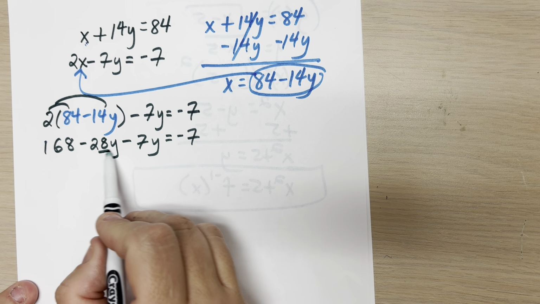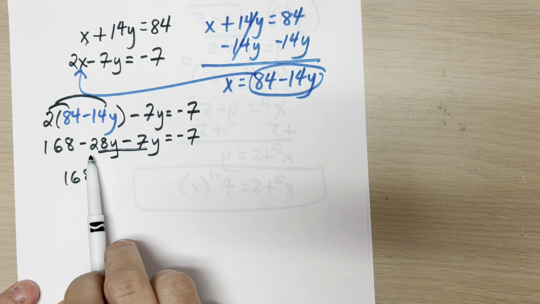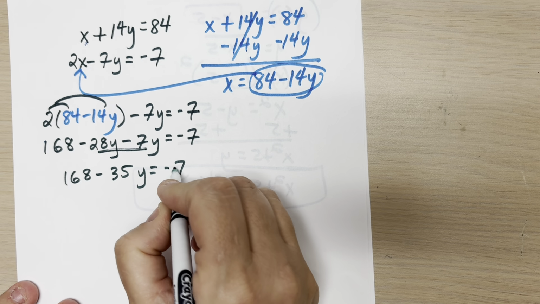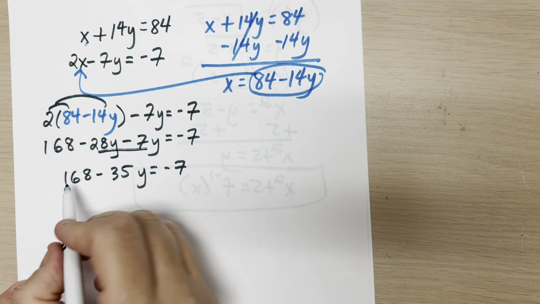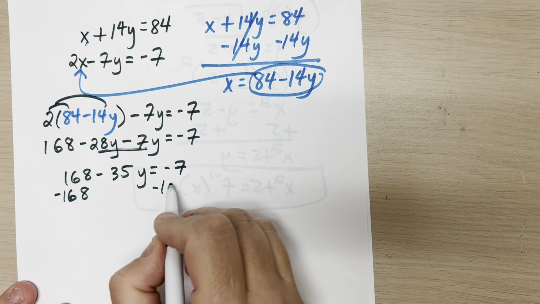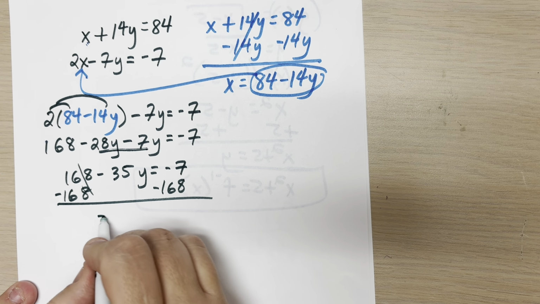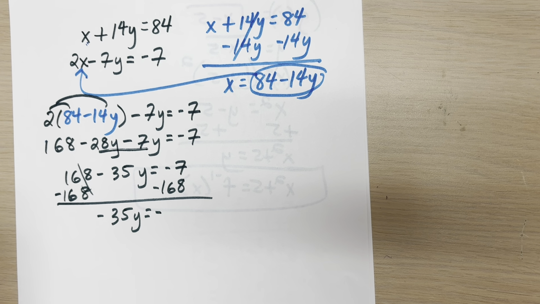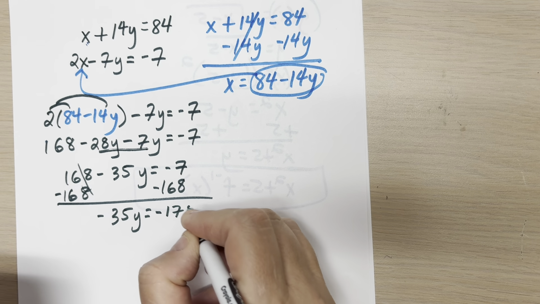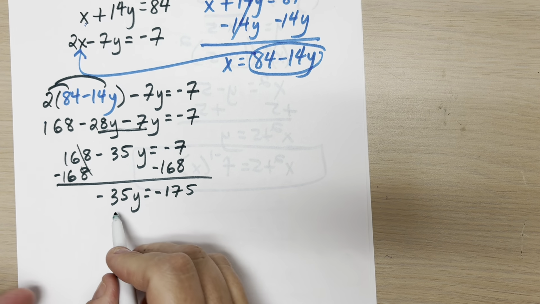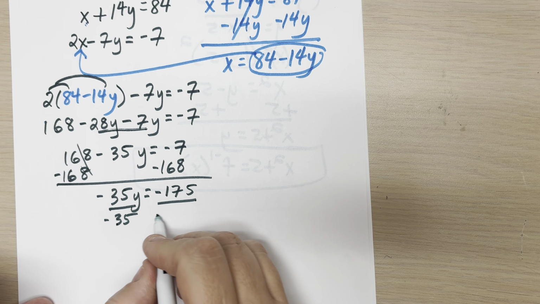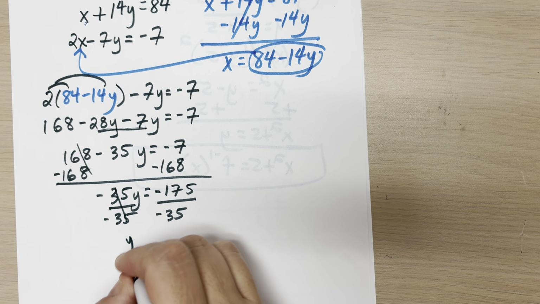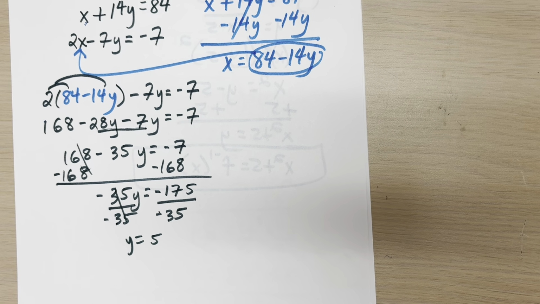All right, from there we're going to combine like terms. So I have negative 28 and a negative 7, negative 35y equals negative 7. I'm going to subtract 168 on both sides. They're both negative, so keep the sign and combine. That gives me negative 175. I'll divide by negative 35. That's 5. Nice. Negative divided by negative is positive 5.